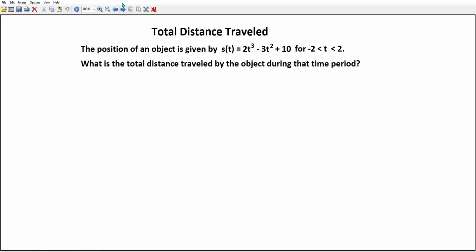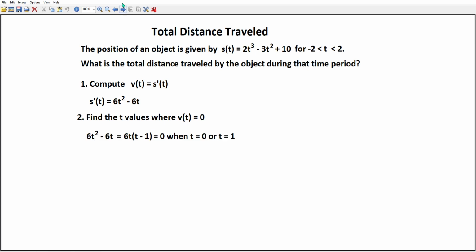So we start by computing the velocity, which is the derivative of position. And here we get 6t squared minus 6t. The next thing is to find the t-values where the velocity is 0. And that happens when 6t squared minus 6t, which is 6t times t minus 1, equals 0. And we can see that happens when t equals 0 or when t equals 1.